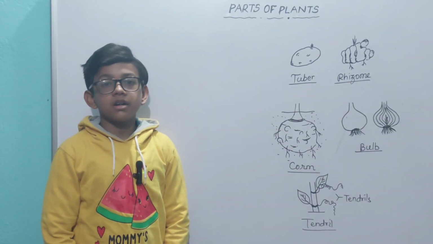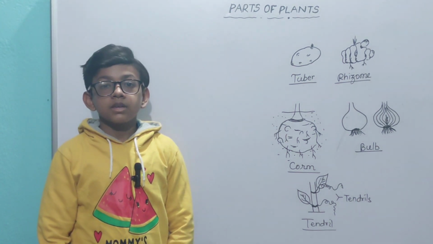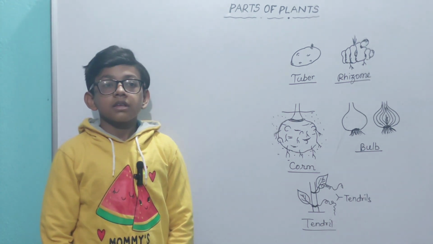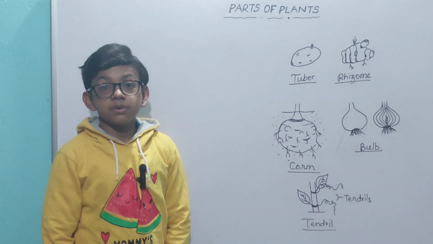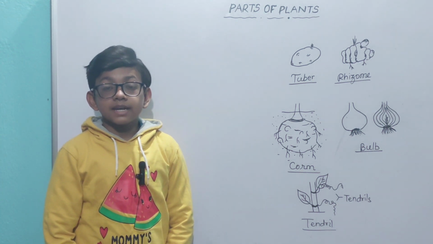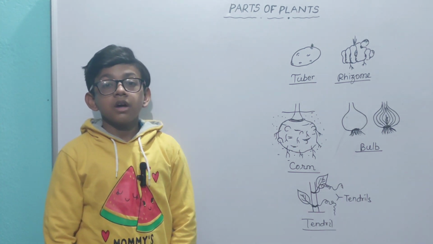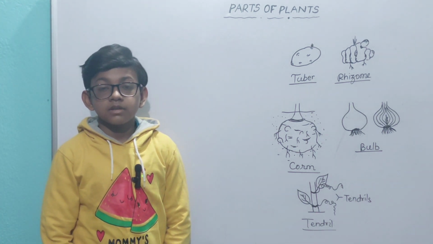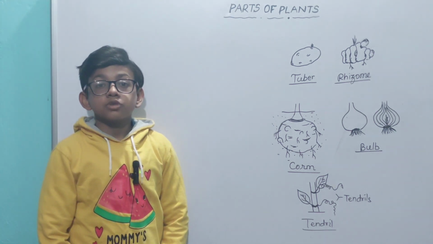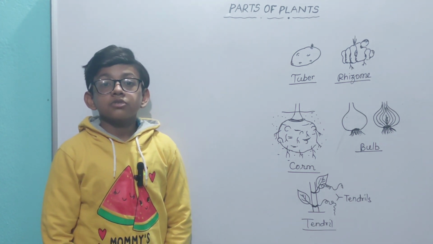Now let's know about functions of stems. First, they give support to other aerial parts of plant. Second, they transport first water and minerals from roots to other parts of plant, and second, food from leaves to other parts of plant. Now let's know about modifications of stems. First, in some plants, stems swell up and store water. Second, in some plants, stems are modified for storing food.